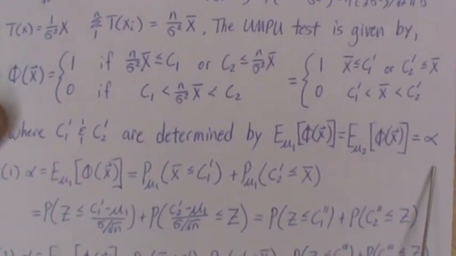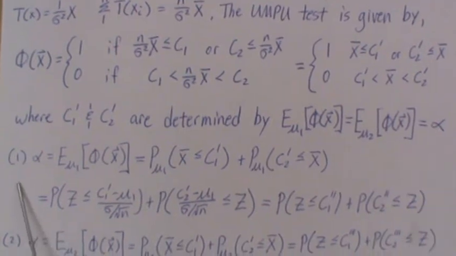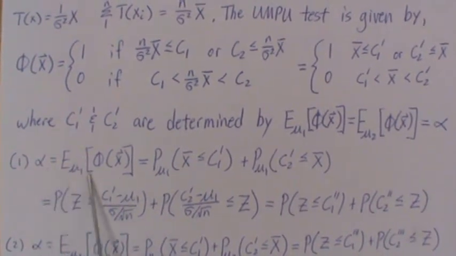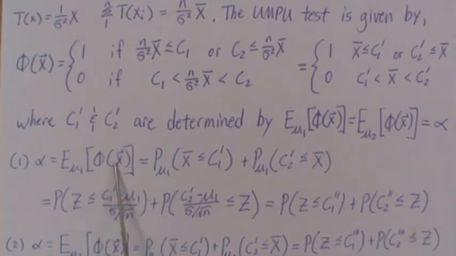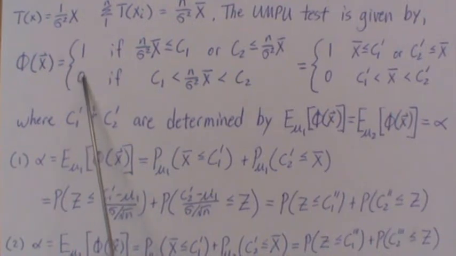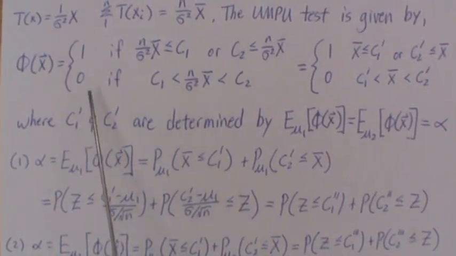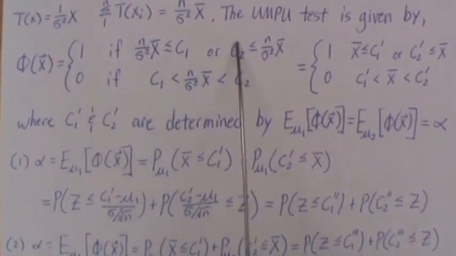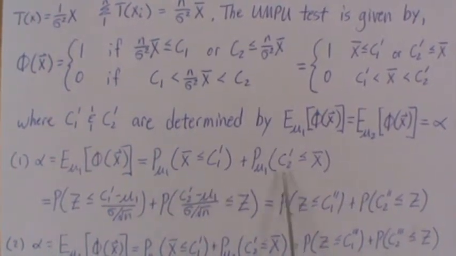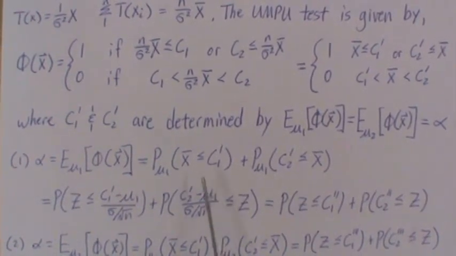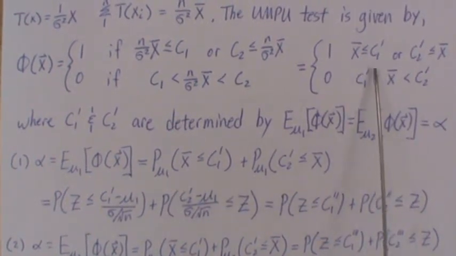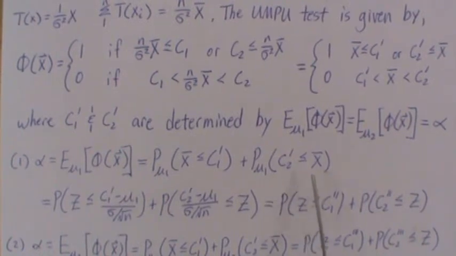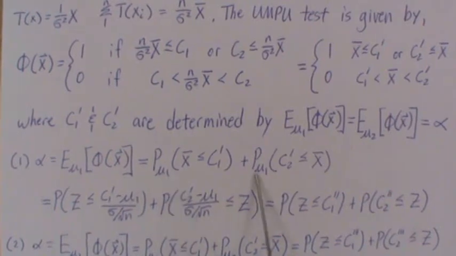Now if we look at the first equation, alpha is equal to the expected value of the test function, assuming that mu1 is the correct value. Since phi is a discrete value, it's the value times the probability of it happening, so it's 0 times that, and 1 times the probability of this happening, which is what these two pieces represent. So the probability that x bar is less than C1 prime, plus the probability that x bar is greater than or equal to C2 prime, assuming mu1 is the true value.